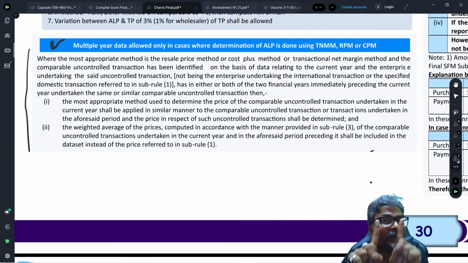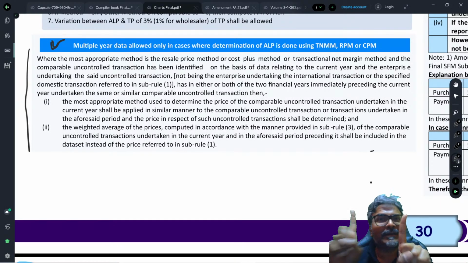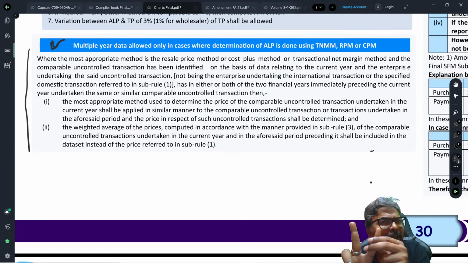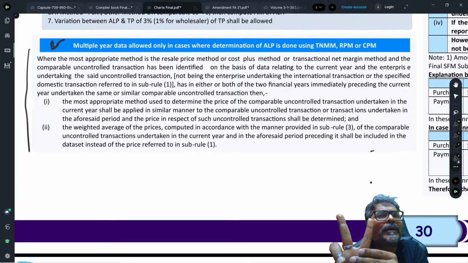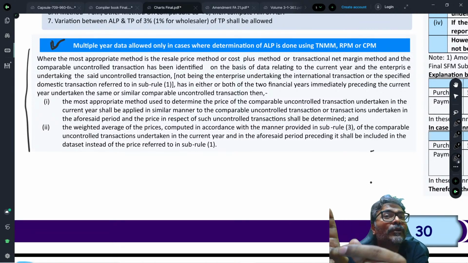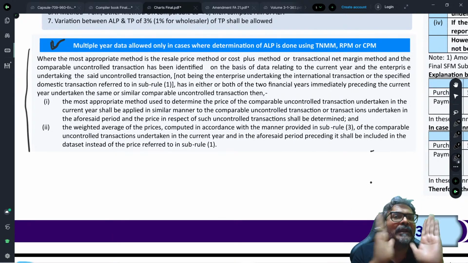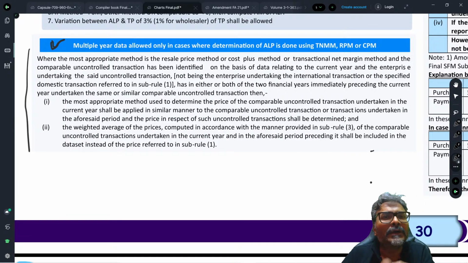And the margin is a factor of two: one cost and another selling price. So just imagine if you take only 1 year as your data of comparable, and anything unusual happens on either the cost factor or the selling price factor, then the margin that you are adopting for application in these three methods is itself not reliable. And that is the reason why they are telling you not to do that for these three methods, when the margin is the basis of doing all the adjustment to determine the ALP.